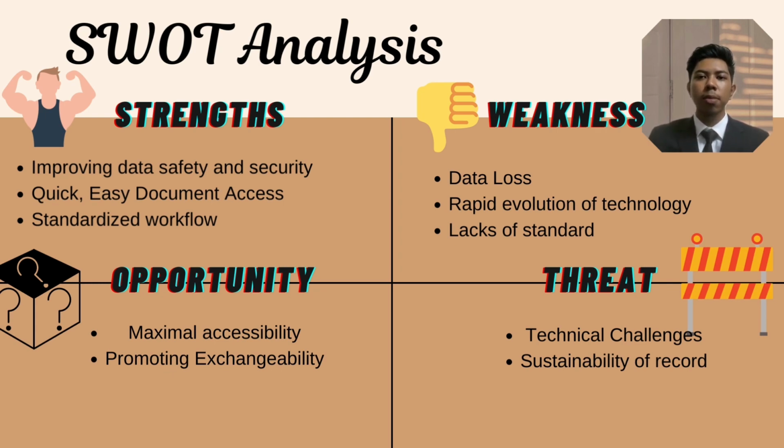Next is weakness. The first weakness is data loss. Data loss is one of the biggest problems with digital preservation. Losing or misplacing data is a problem for both business and people. Next is rapid evolution of technology. Next is lack of standards. Standards are needed to deal with problems caused by the fact that digital information doesn't last forever.